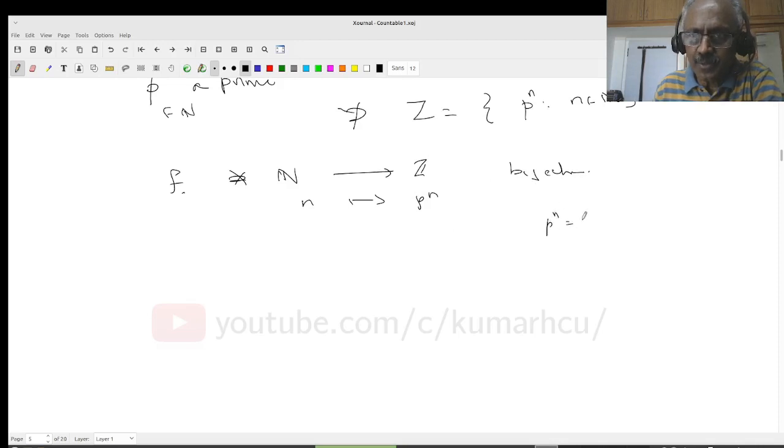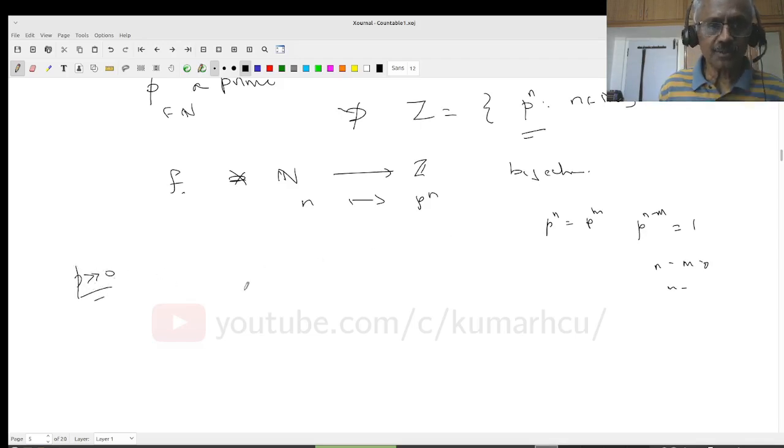It's 1-1 because if p power n equals p power m, that means p power n minus m is 1. That means n minus m must be 0, or n equals m, right? And it's onto, that's very clear, because every element in Z is of the form p power n. Now suppose p is very, very large. The number of primes is infinite, therefore if you take a very, very large prime, this will be, intuitively, very, very small. Sorry, this is Z, not Z, okay, if you want call it A, A will be very, very small.